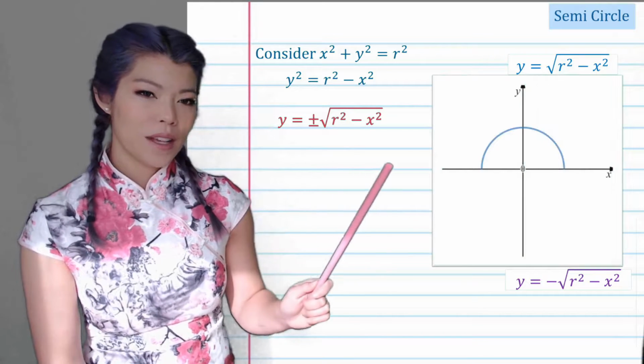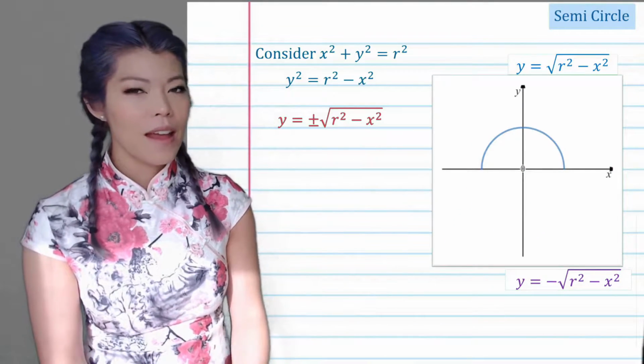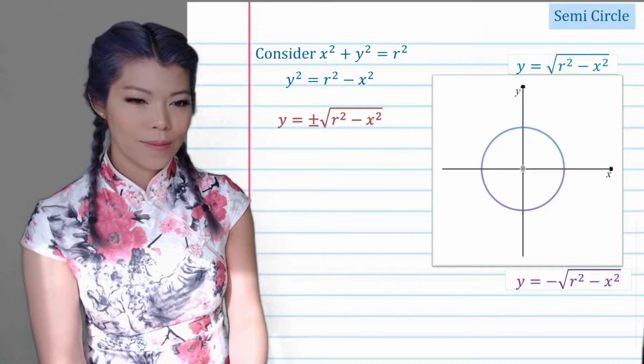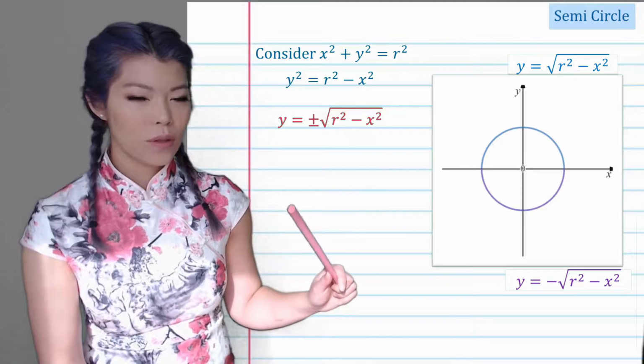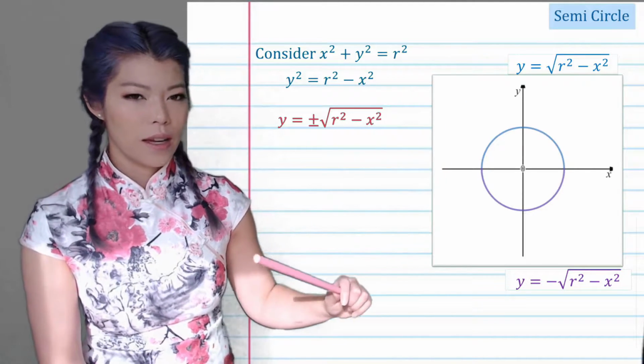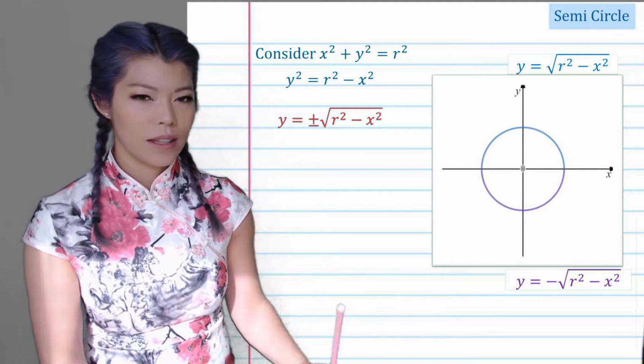So the positive side would be the top half of the circle and the negative side would be the bottom half of the circle. So a little bit like the square root function. Remember the square root, positive square root looked like it was going up and negative of a square root looked like it was going down.